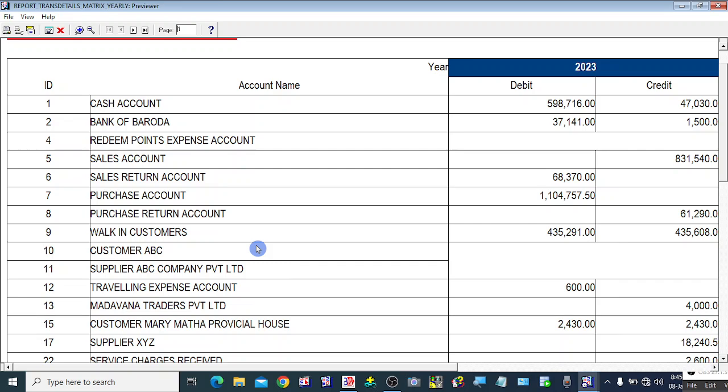If you are comparing with an expense account or a specific expense account, you can very easily identify whether the same expense in the previous year is more compared to the current year. That we can very easily compare with the help of this report.